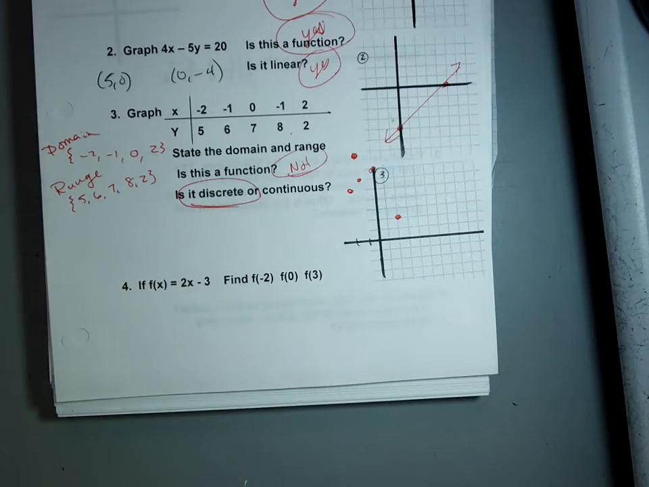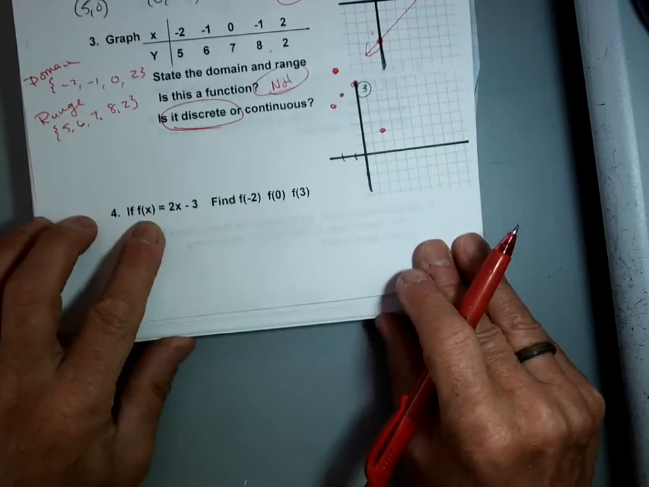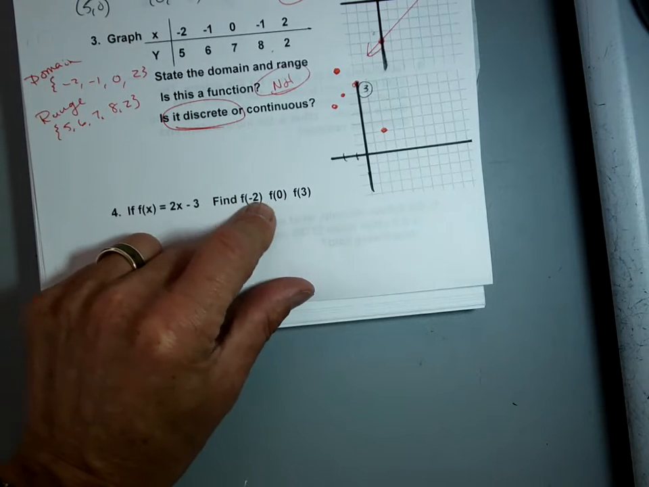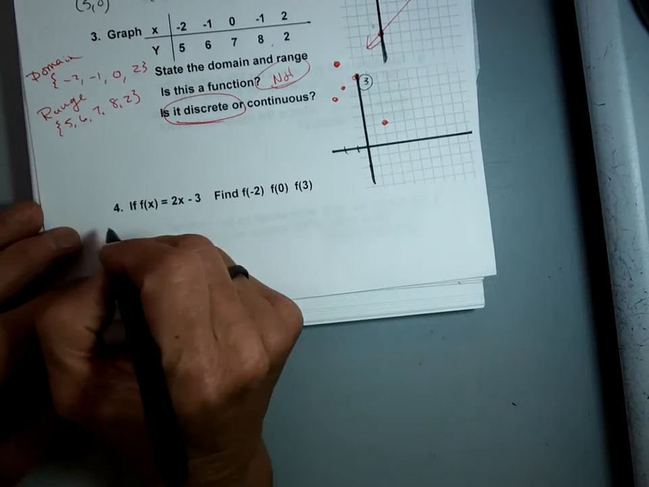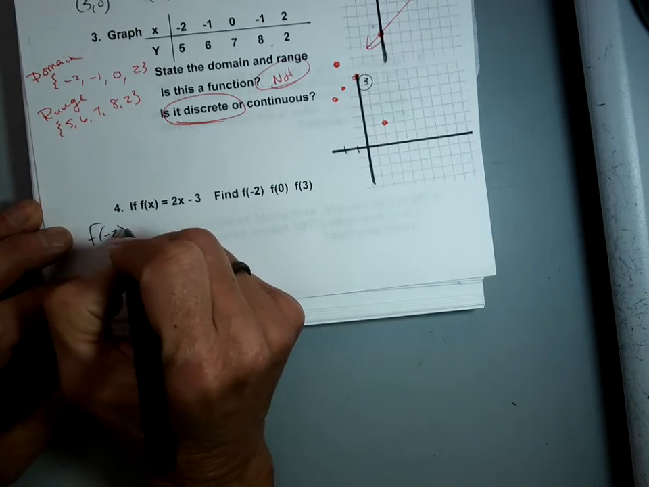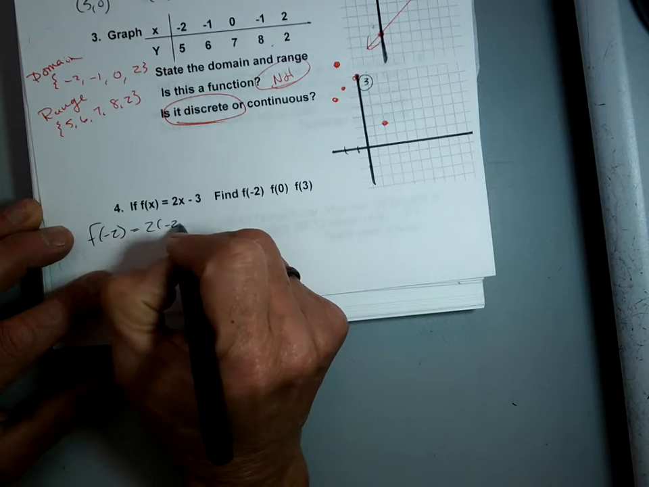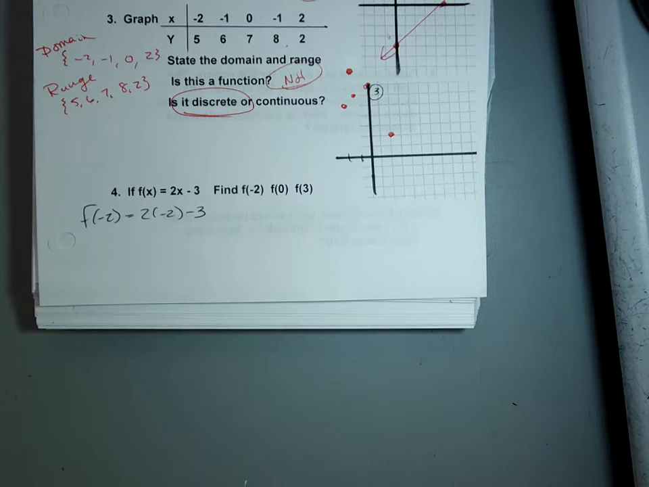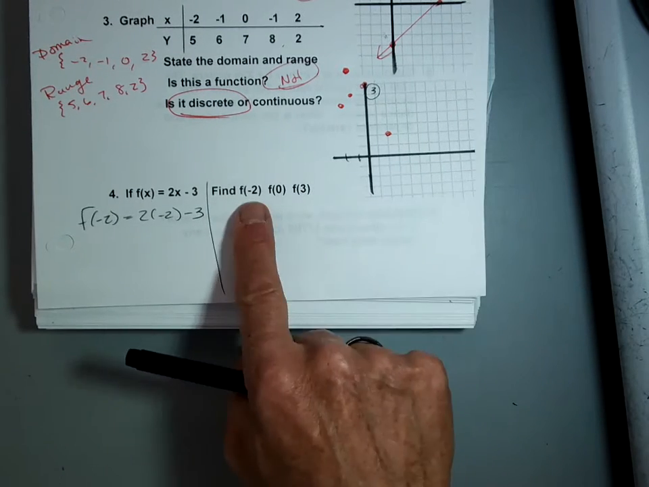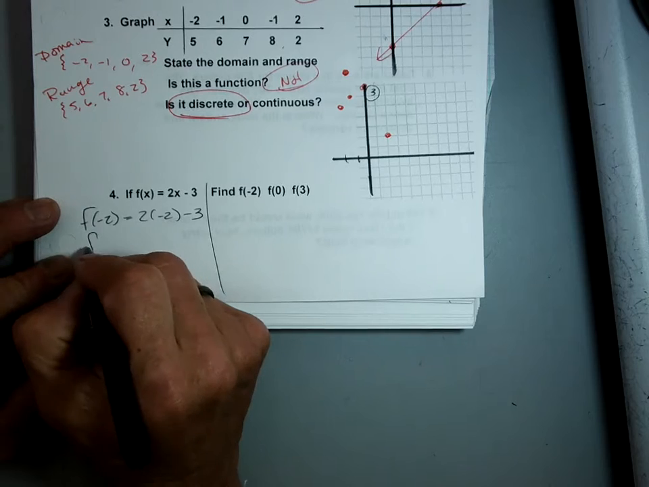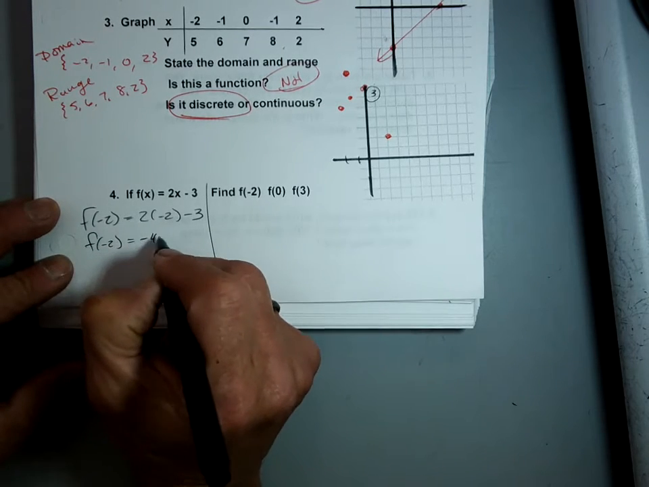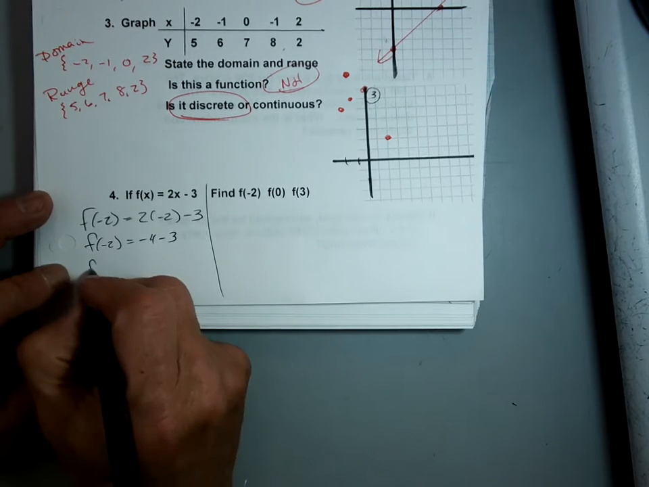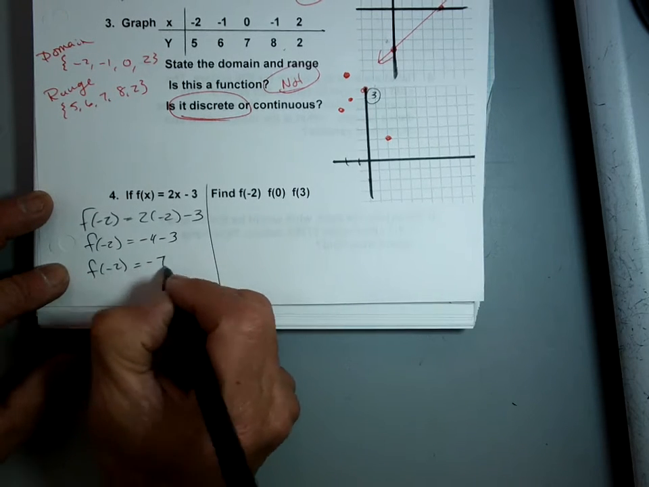All right, now, number 4. If f(x) equals 2x minus 3, well, again, this is what y did for us. Let's plug in -2, let's plug in 0, and plug in 3. So I'll say f of -2 is equal to 2 times -2 minus 3. There are 3 questions in here, so I'm just going to do the first one. I plugged in -2. So f of -2 is equal to -4 minus 3. I just multiplied 2 times -2. Or f of -2 is -7.